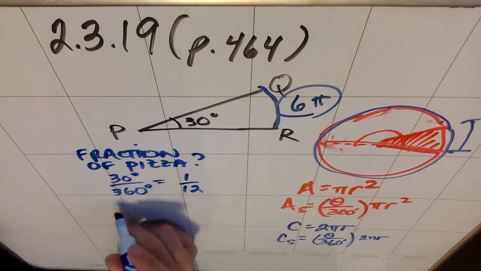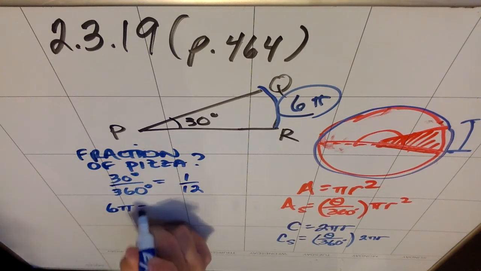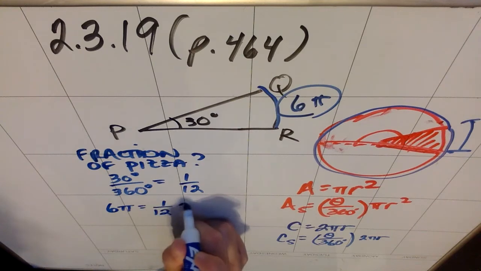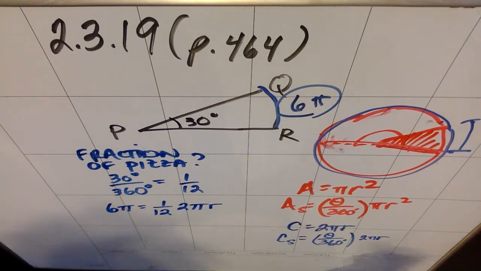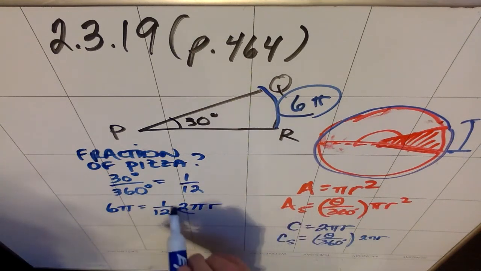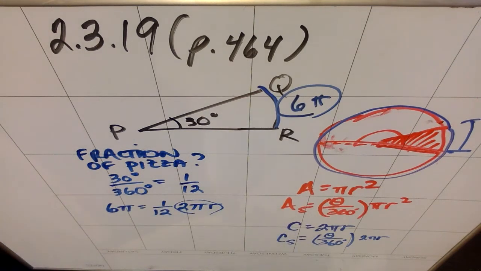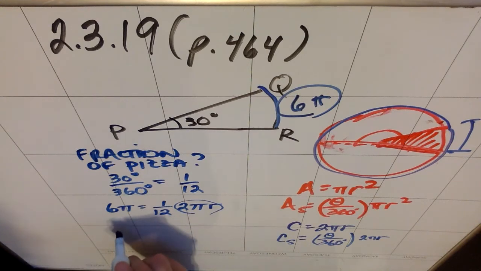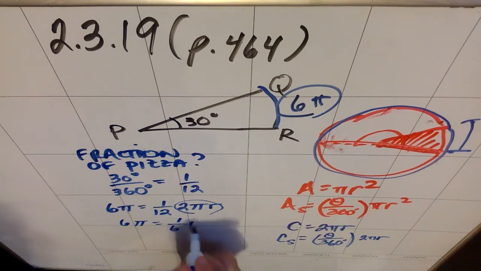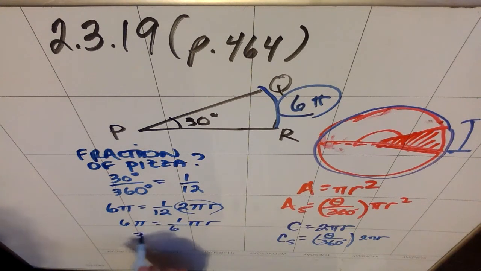So I know that 6 pi is 1/12 of whatever 2 pi r should be. I can use this information, because that's the whole circumference, and this is the chunk that is only the crust of what I'm looking at. So if I clean this up a little bit, I get 6 pi equals 1/6 pi r. And if I solve for r, I'm going to multiply the 6 over and divide by pi, and I'm going to get 36 equals r.